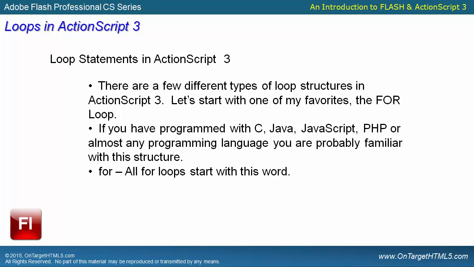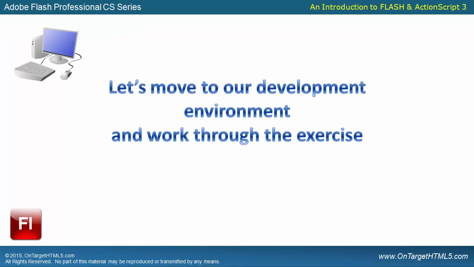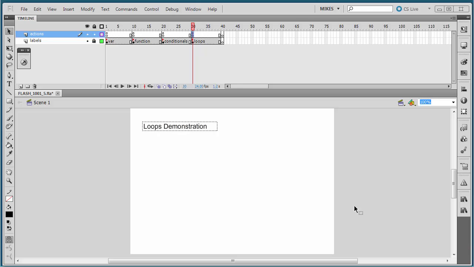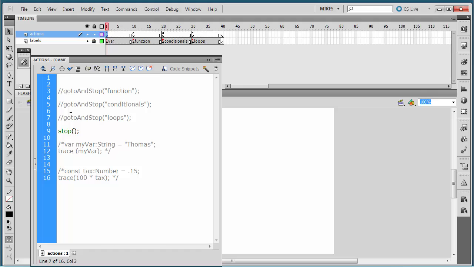All for loops start with the keyword for. Again, let's move into our development environment and we'll demonstrate some loops inside of ActionScript. All right, so we're back in our development environment. First thing I'm going to do is go back into our Actions panel on frame 1 and make certain that we've got it open for loops.